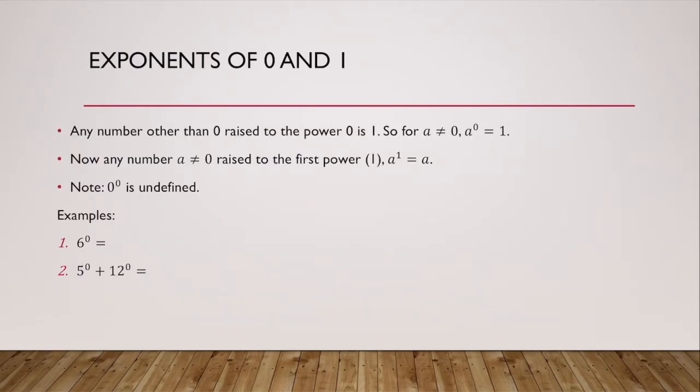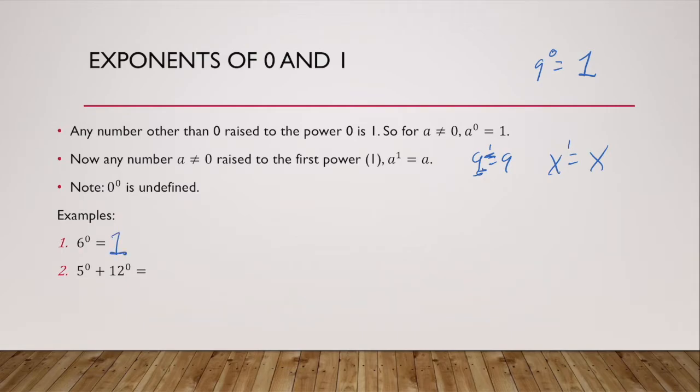Any number other than 0 raised to the power of 0 is 1. So a to the 0 is 1. Earlier I had 9 to the 0 power. That would be 1. Now, any number raised to the first power is also itself. So 9 to the first would be 9, x to the first would be x. That means I'm just taking 9 times itself 1 time.